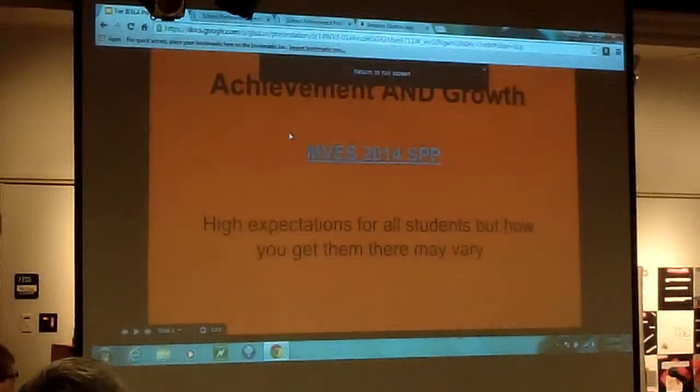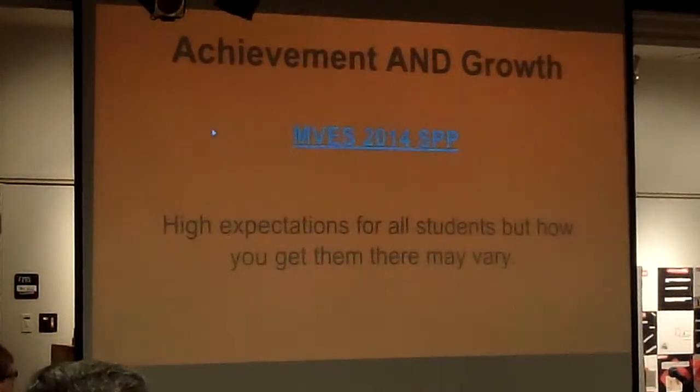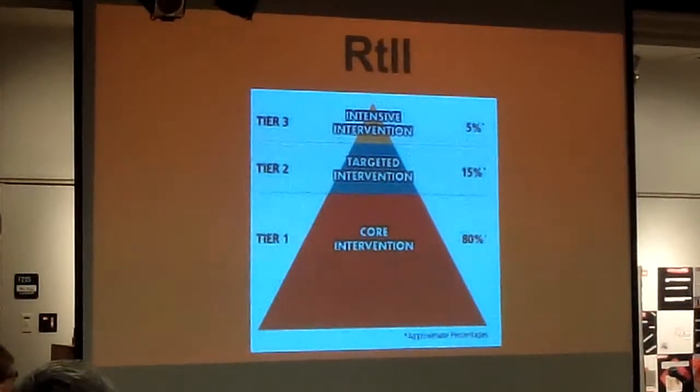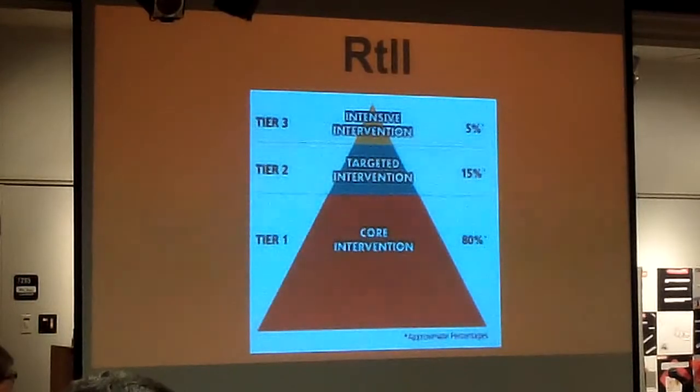So again, high expectations for all of our students, but how we get them there may vary. Okay, if we talk about our RTII chart, our response to intervention and instruction chart, you can see here we talk about this triangle. We have Tier 1 programs, which is the majority of our students. We hope for 80% of our students to be in that core instruction. Tier 2 is the next tier that a child could go into, which is targeted intervention, which for us is your tier program or your core program, but then also additional instruction for them. And then finally, the top tier, your Tier 3 students, are the students that need the true intensive intervention. And you're looking at hopefully around 5% of your students being in that Tier 3 program.